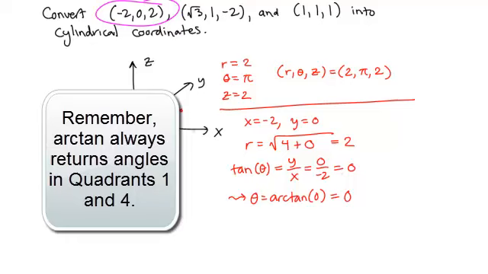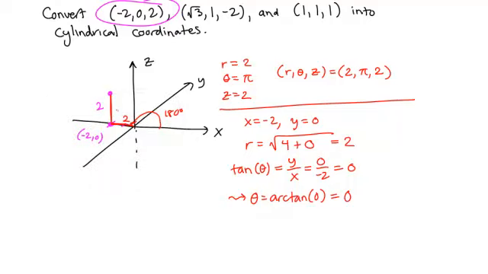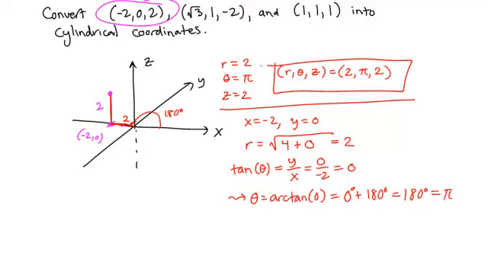Well, that's clearly the wrong angle right here. It's an angle in quadrant 1 or 4, and our point is clearly over there near quadrants 2 and 3, and so we're going to have to fix that by adding 180 degrees to it. And so we get 180 degrees, or pi radians. And so once again, we recover this polar description.